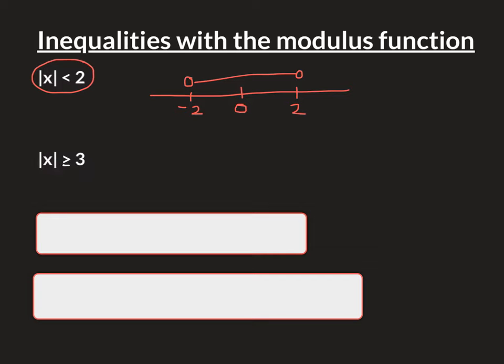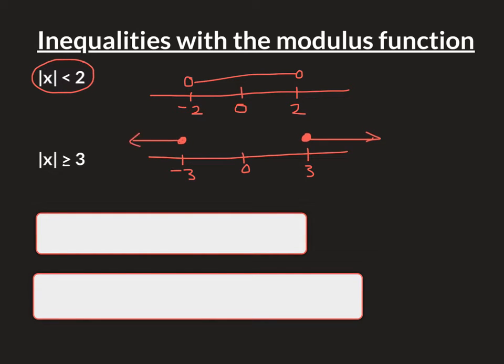For this one, I'm saying that the modulus of x is greater than or equal to 3. So again, let's think number line. That means 0, 3, and negative 3. If the modulus of x is greater than or equal to 3, it's got to be somewhere up here, and it can be equal to it, so that's filled in. So it can be anything up here, or it's down here. It's one or the other.